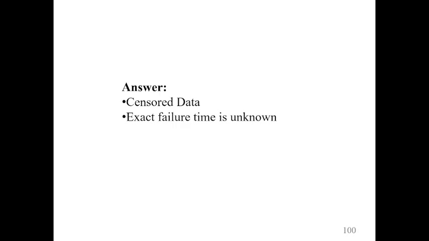Censored data occurs when the exact failure time of some units is unknown. This typically happens when tests are stopped before all units fail or when units are removed from the test. Censored data is very common in reliability engineering and must be properly handled to avoid biased results.